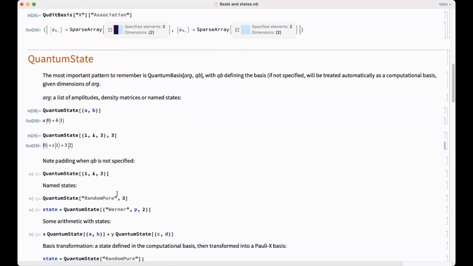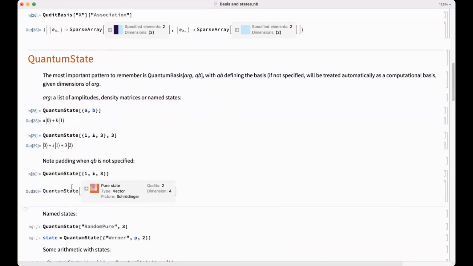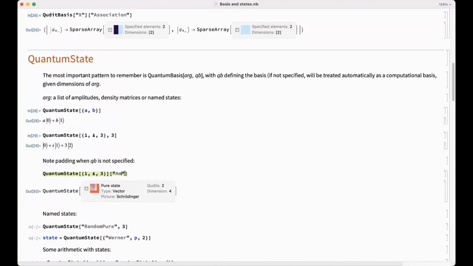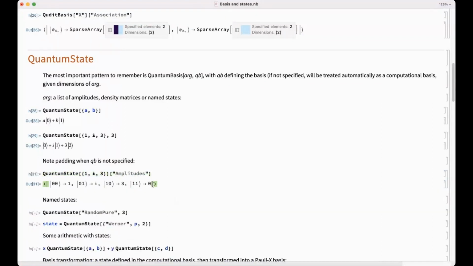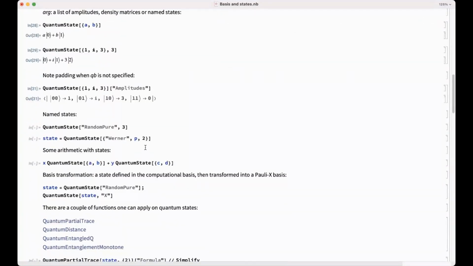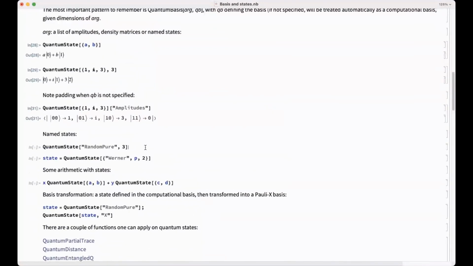This comment says that if you provide fewer amplitudes, then it's going to automatically pad to a power of 2, because by default it assumes that you only deal with qubits. So it's going to pad that additional 1 ket with 0, so you don't see it in the traditional form, for example, and its amplitude is actually 0. So here's a reminder of how to create states.